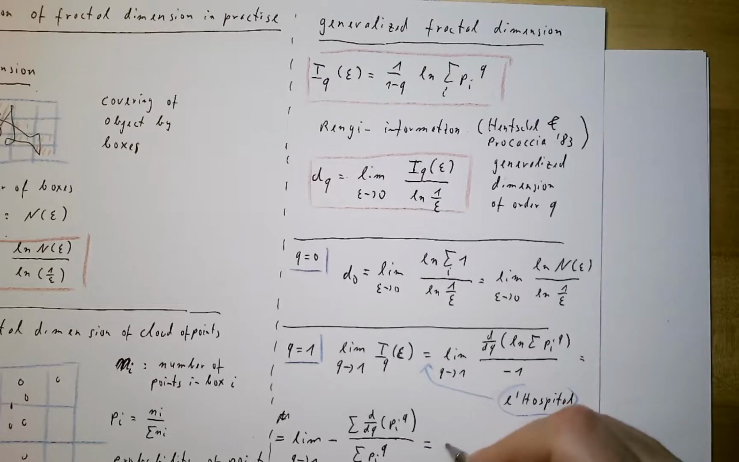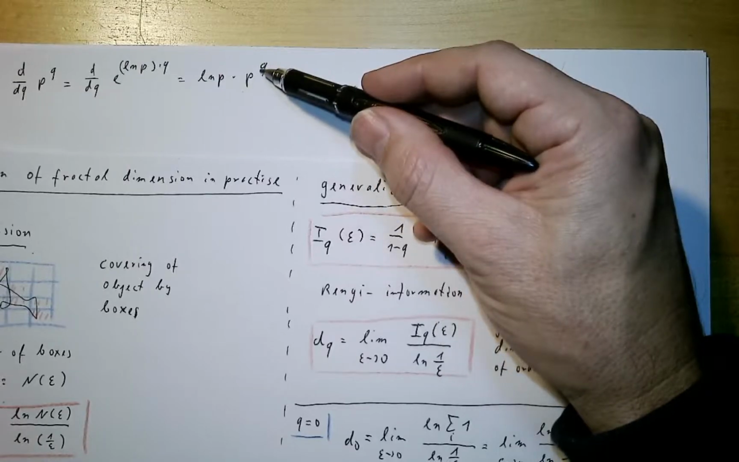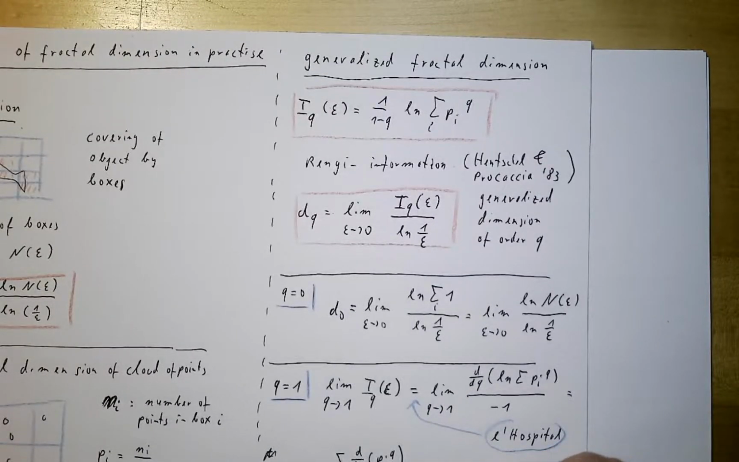If we plug this in here, now we can take the limes q to 1, so we have here the sum of pi to power q, this equals 1, and here we have this ln p to q, this q we can take again as 1, and then we end up with minus the sum of pi times ln pi. And so this is our Renyi entropy of first order, Renyi-information.